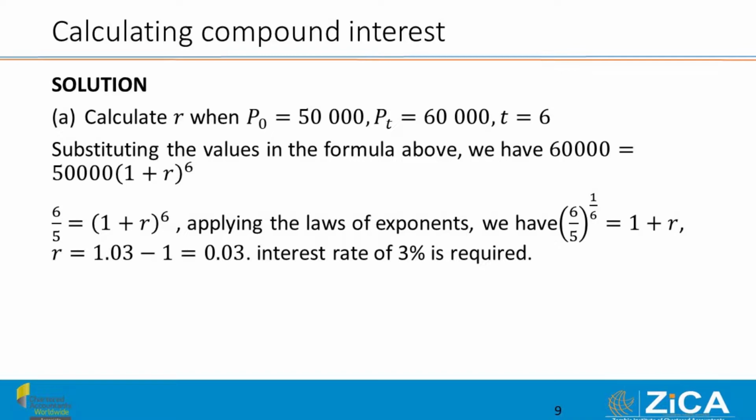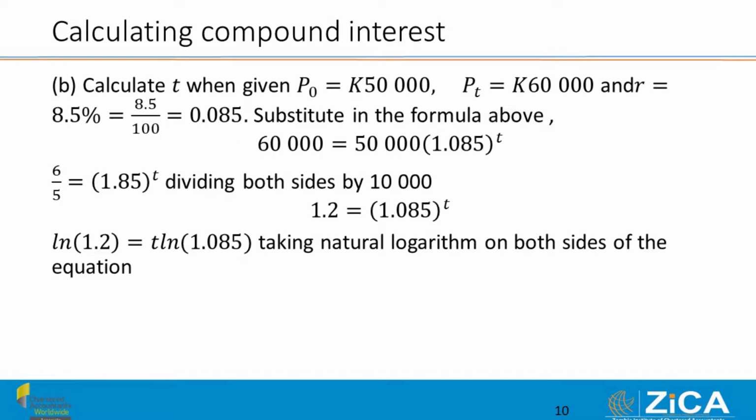Now, how do you go about finding the interest rate? You divide both sides by the initial amount so that you get 6 over 5, which is equal to the right-hand side. Now, the tricky part is getting the interest rate, which is trapped inside the brackets.